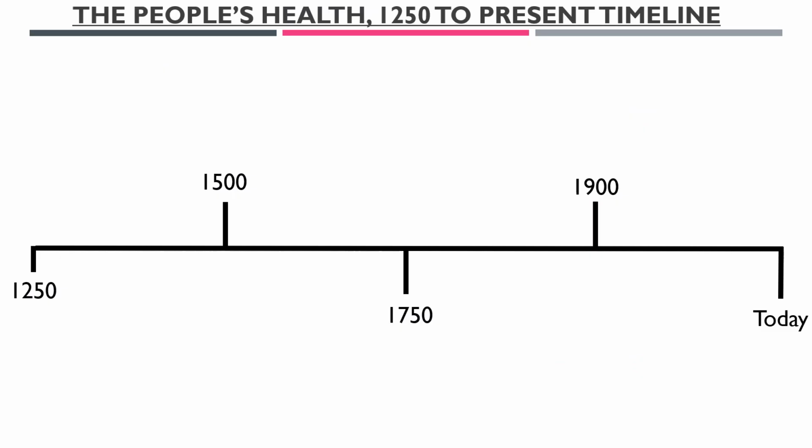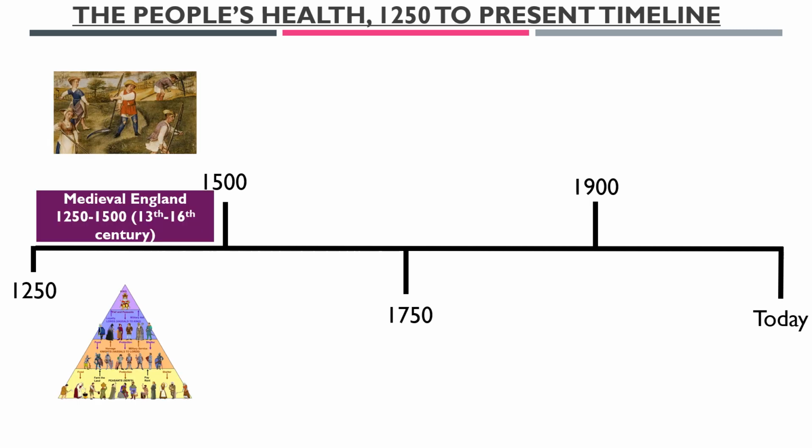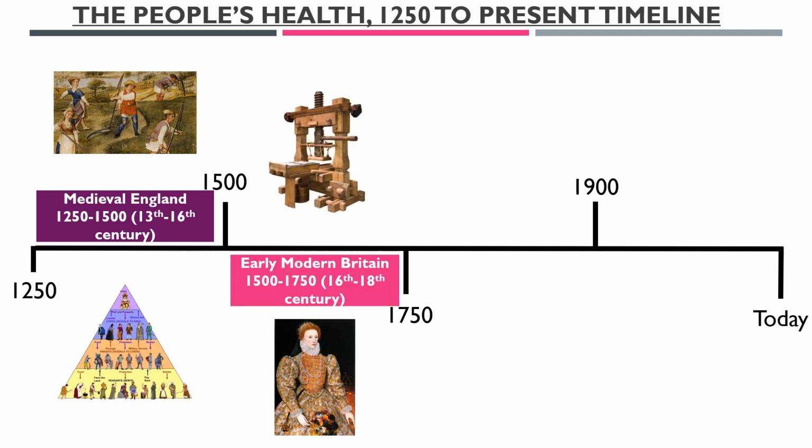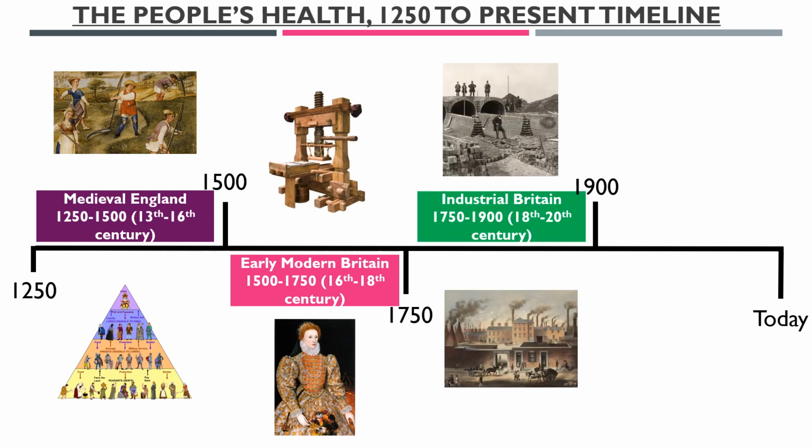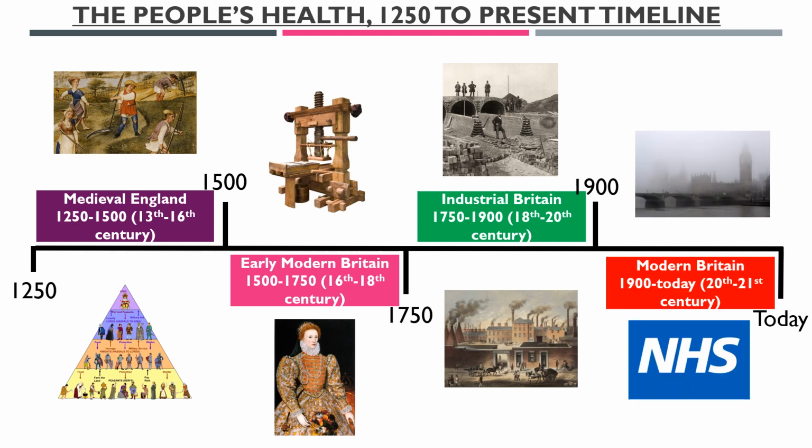So just to go through the timeline once more, I know that we should be quite familiar with this, but we have our first time period, which we have already covered, medieval England, 1250 to 1500, the 13th to the 16th century. We then have early modern Britain, 1500 to 1750, the 16th to the 18th century. The period that this video is going to focus on is industrial Britain, which is 1750 to 1900, the 18th to the 20th century. And then finally, our last time period is 1900 to today, which is modern Britain and the 20th to the 21st century.